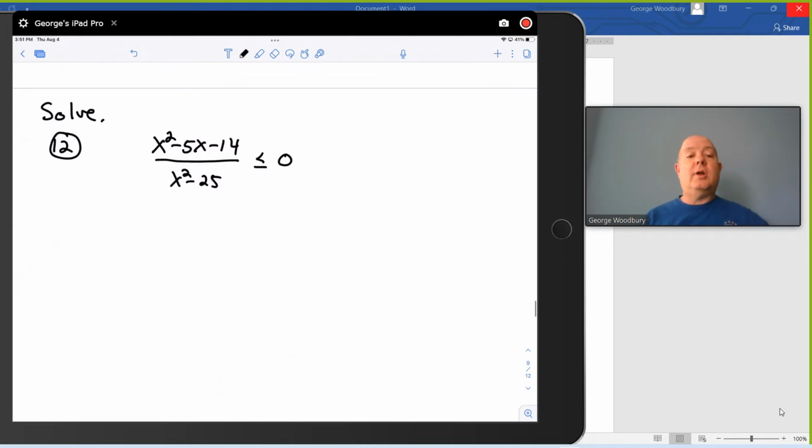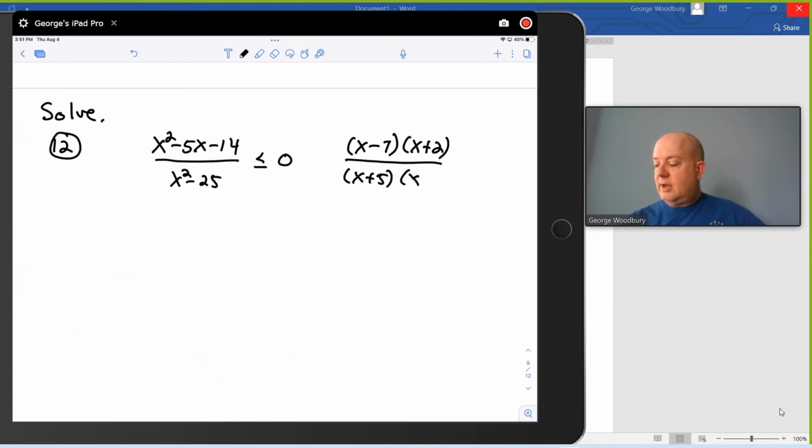That numerator, x squared minus 5x minus 14, is the same as x minus 7 times x plus 2. And the denominator, x squared minus 25, that's a difference of squares. That's x plus 5 times x minus 5. And I'm still looking for all of that to be less than or equal to 0.